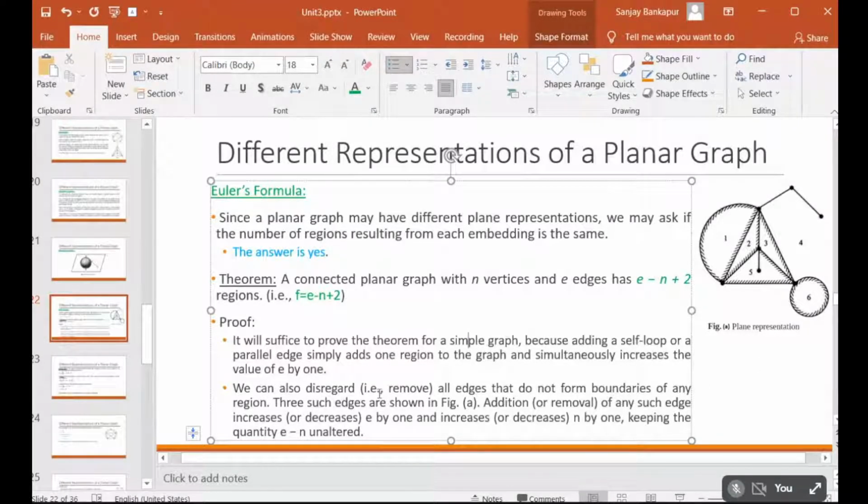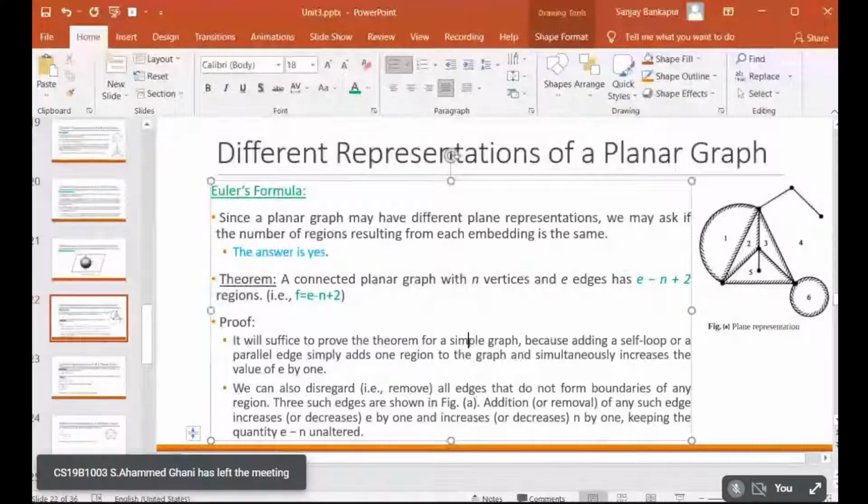We can also disregard or remove all edges that do not form boundaries of any region. Like if we remove these three edges which are not contributing to any region, how many vertices will be removed? Ultimately three. If I remove three edges, three vertices are left, and they are the discrete ones in a connected planar graph. If I remove them, definitely I will remove those edges also. Three edges are removed, and ultimately three vertices have also been removed. So still the number of regions is unaltered, that is, E minus N is unaltered.